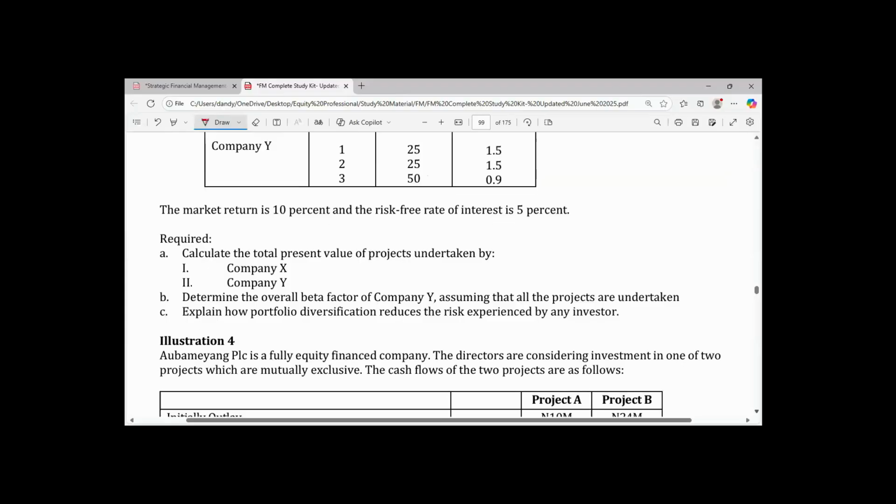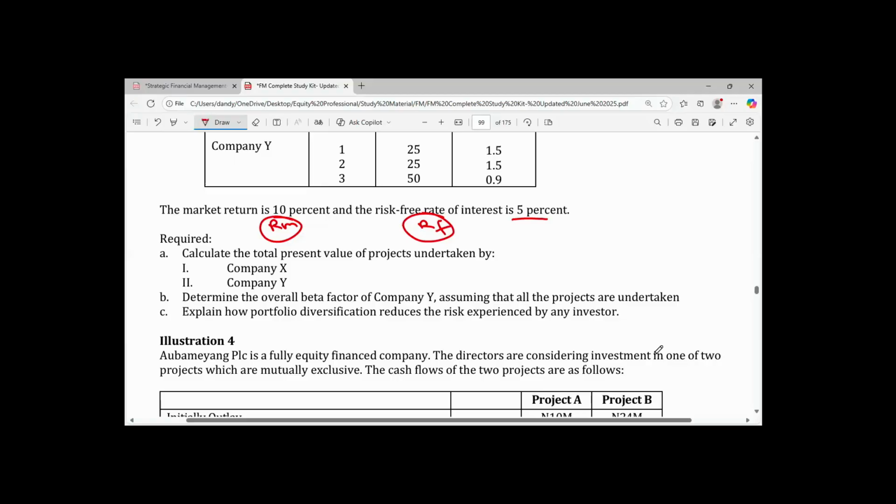The market return is 10%. That's your RM. And the risk-free rate of return, RF, is 5%. You are required to: A, calculate the total present value of the project undertaken by company X, then company Y. B, determine the overall beta factor of company Y, assuming that all the projects are undertaken. C, explain how portfolio diversification reduces the risk experienced by any investor.